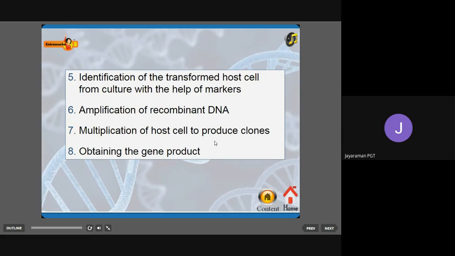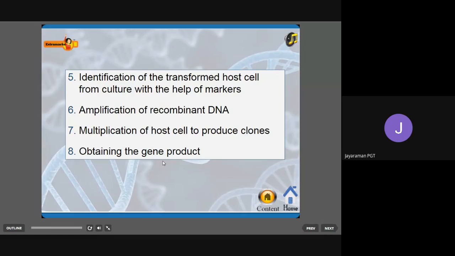Like in the lac operon, when lactose is given, lactose acts as an inducer. Likewise, when the inducer is given, the insulin is produced. The last step is obtaining the gene product. The insulin is segregated, filtered, processed, purified, then packed and sent to the market.